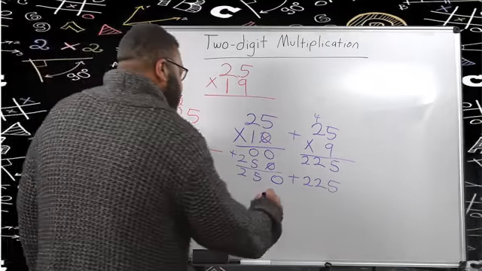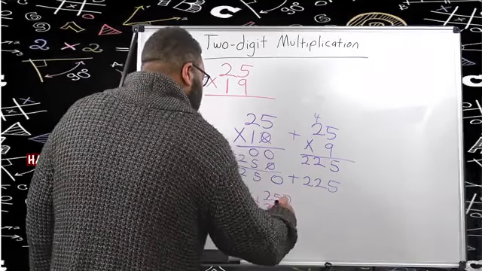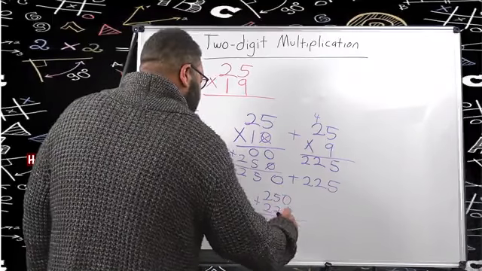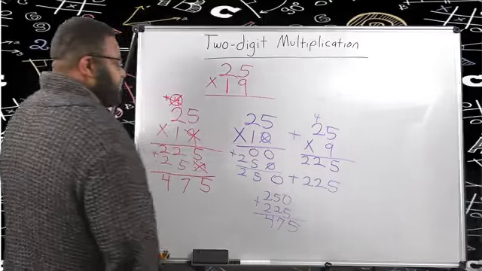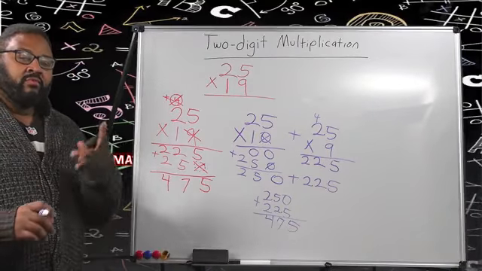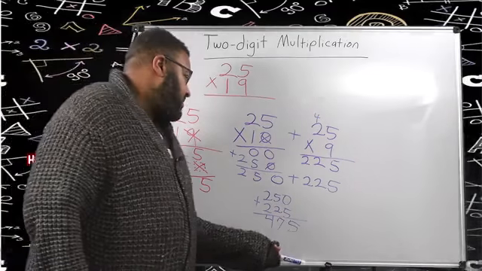So now I'm going to add 250 plus 225, 475. So that's where we are with that.